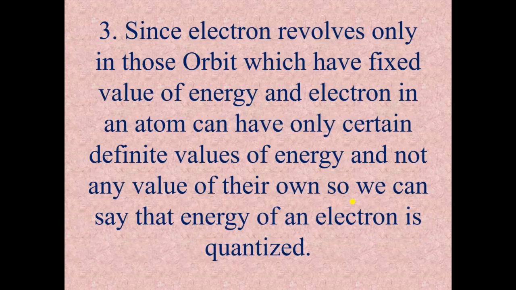Now the third postulate: since an electron revolves only in those orbits which have a fixed value of energy, and an electron in an atom can have only certain definite values of energy and not any value of its own, we can say that the energy of an electron is quantized. That means the energy of an electron in an orbit is fixed. That is why we can say that the energy of an electron is quantized.